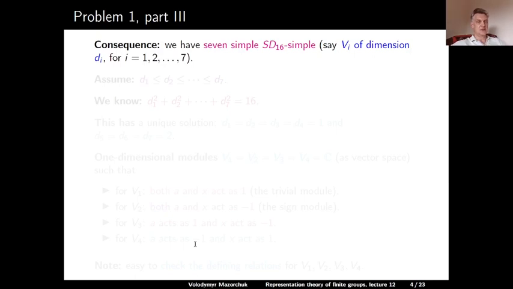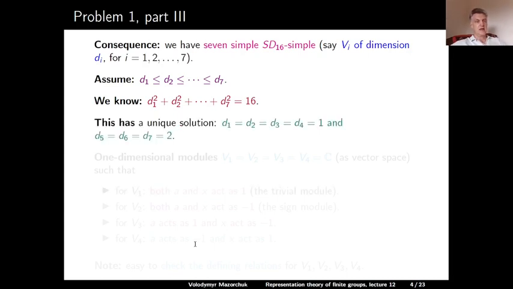And let's order them so that the dimension d_i of V_i increases with the index. So d1 is the smallest module, then d2, and so on, d7. Again, from the general theory, we know that the sum of the squares of the dimensions of all simple modules is equal to the cardinality of the group. So d1 squared plus d2 squared plus and so on is equal to 16. It is very easy to check that this equation has a unique solution.